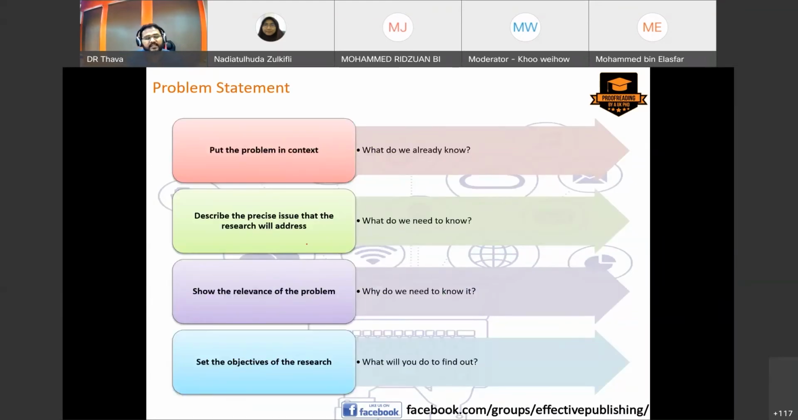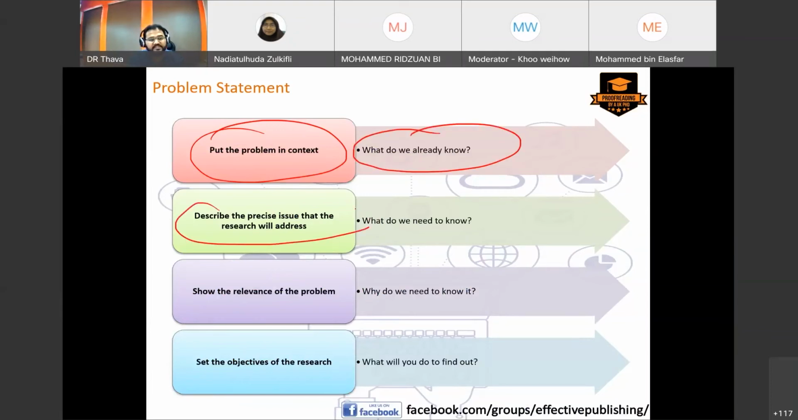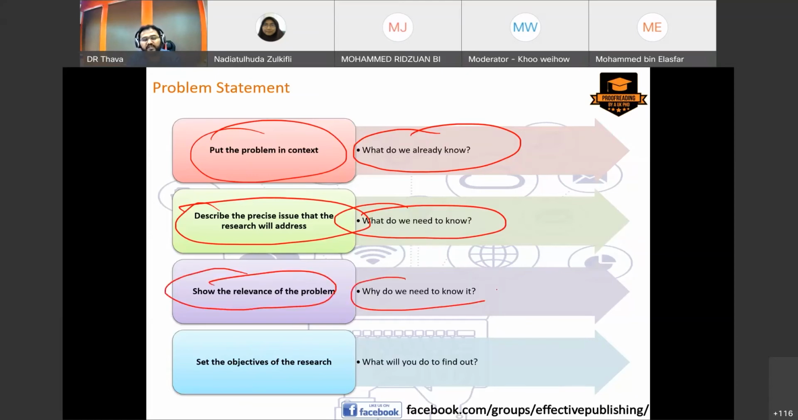Now coming to problem statement writing. First of all, you must put the problem in context. From your motivation, from your literature, you must wrap up the whole problem in a context. That means basically you're telling the world what we already know. Next, you describe the precise issue that the research will address by telling your readers what we need to know. We already know this, there's a problem here. What do we need to know to solve this problem, or what do we need to explore further? Next, show the relevance of the problem. Why do we need to know it?